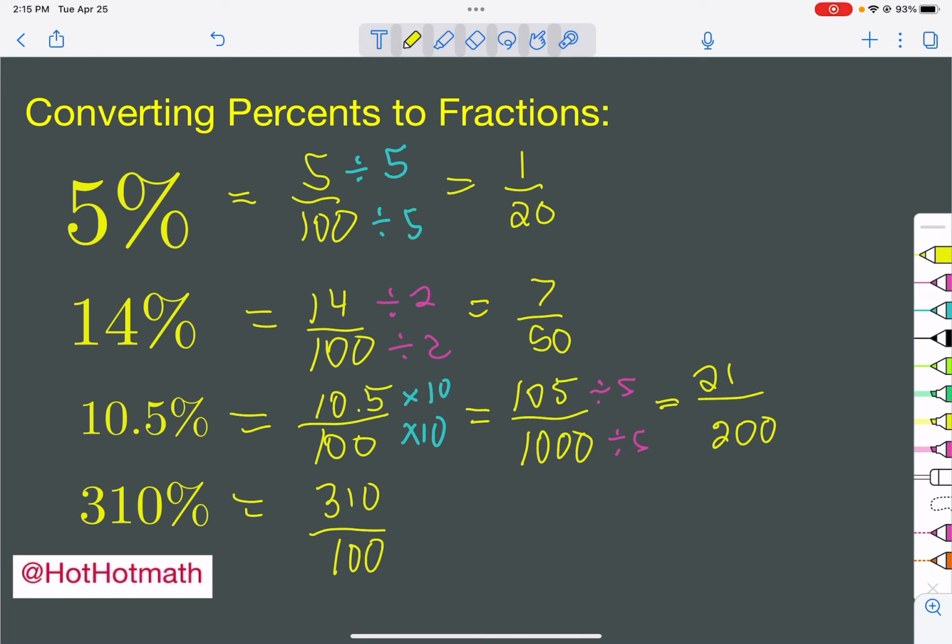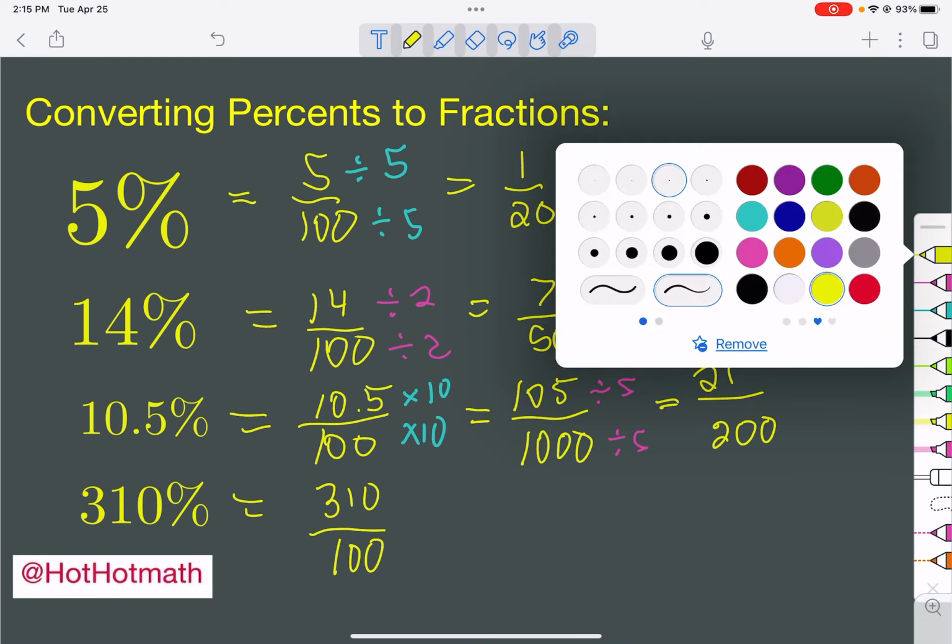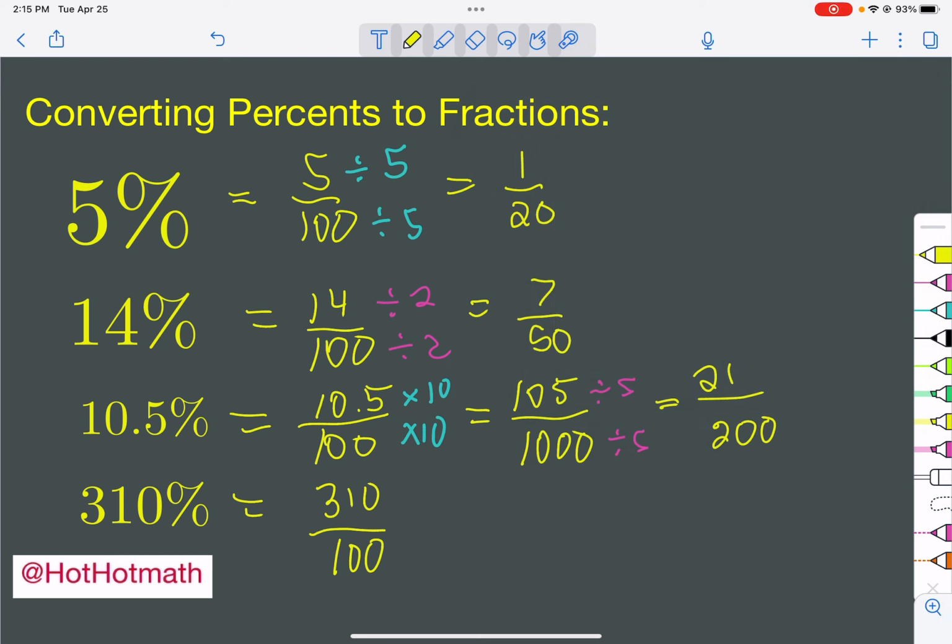Now, let's talk about the last one. There are a few different things we can worry about in this last example. If the top is bigger than the bottom, it's an improper fraction. You can reduce it first and then make it a mixed number, or you can, well, there's lots of ways to do it. Let me just show you one alternative. Let's divide top and bottom by 10. The reason I know they're divisible by 10 is because we have this 0 on the end of both of those numbers. So 310 divided by 10 is 31. 100 divided by 10 is 10.